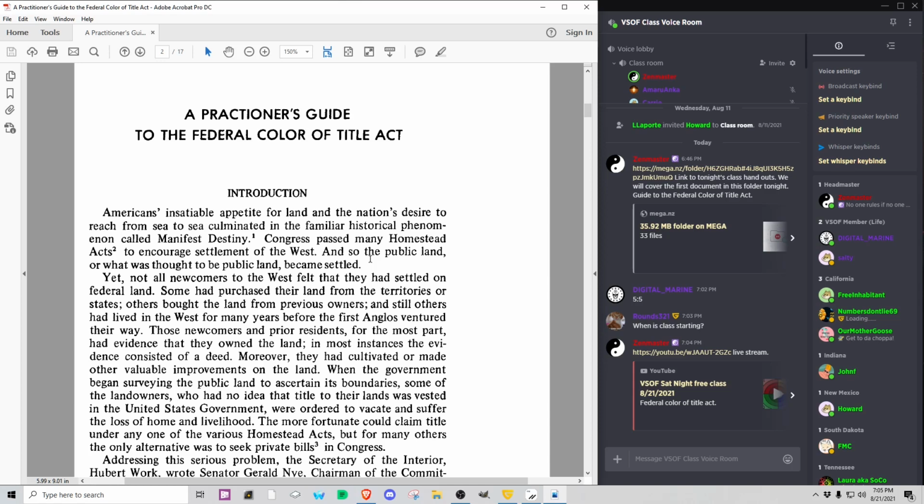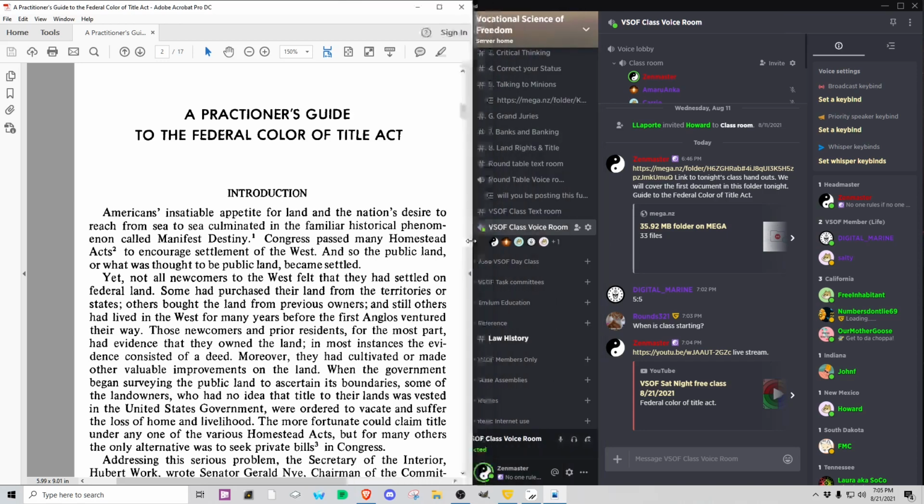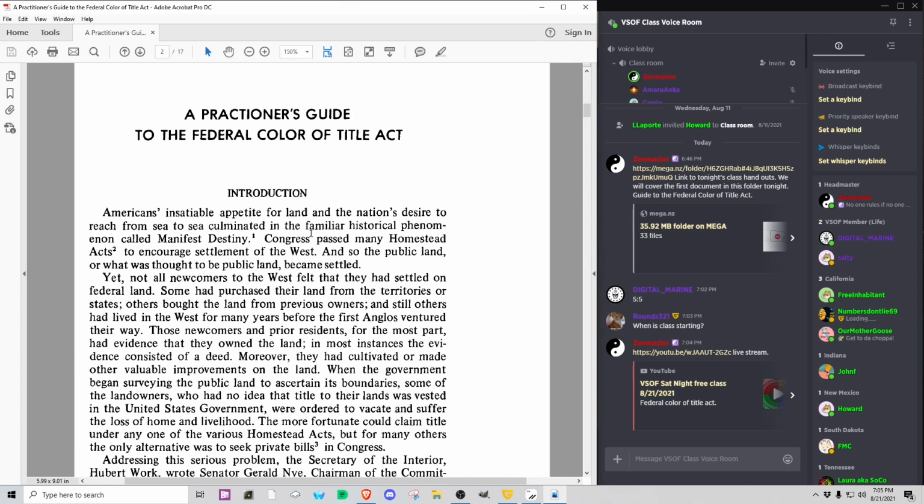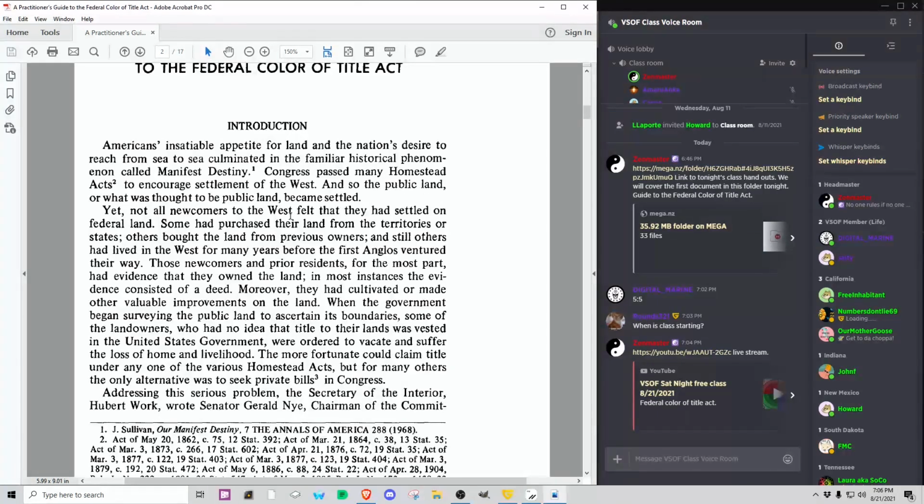And tonight we'll be covering Class 8 Docs and Links, which is land rights and title. And we'll be going over a document that covers the Practitioner's Guide to the Federal Color of Title Act. And in this, I'm going to show where the feds kind of came over the top and created this color of title, the capacity for people to get color of title where there were discrepancies in who owned the land.